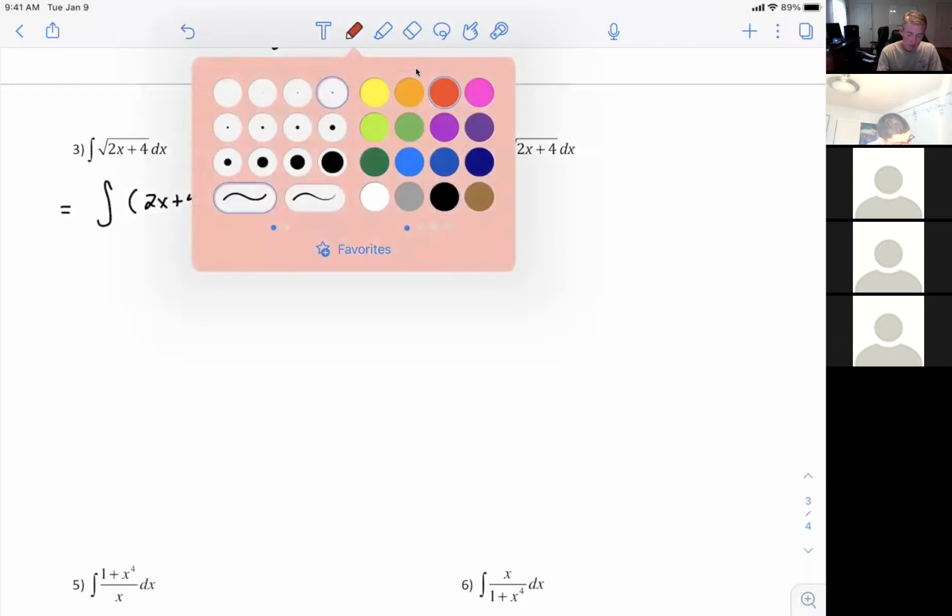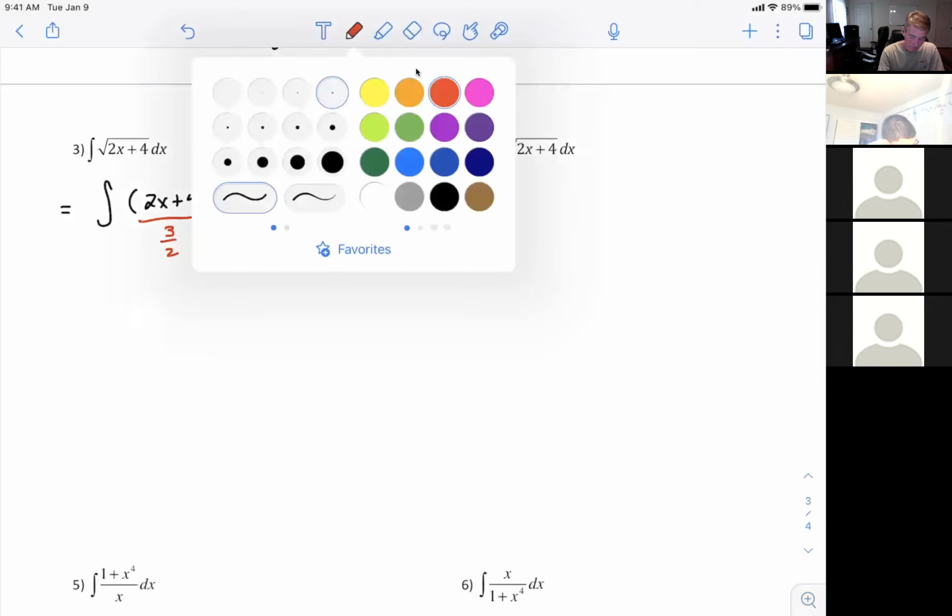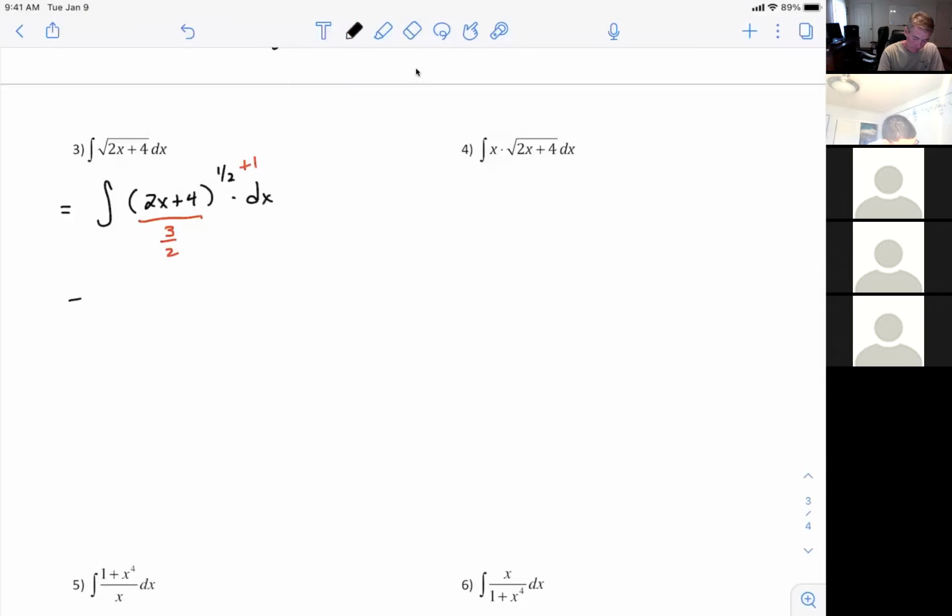And then use the opposite of the power rule. So you just add 1 to the exponent. That's going to be 3/2. And then divide by 3/2. So now that I've done the antiderivative, then the integral symbol and the dx go away.